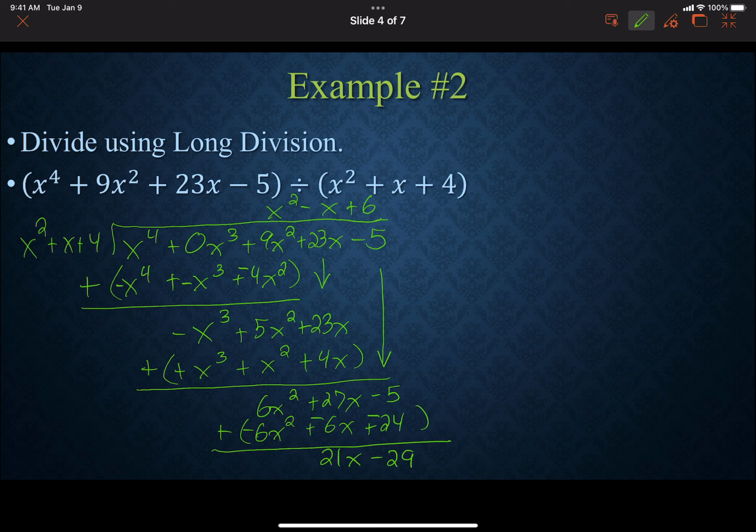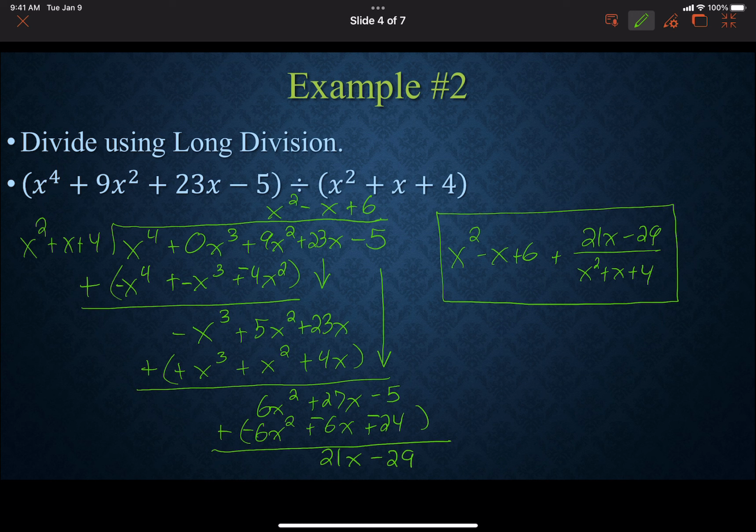Our exponent is now less than the exponent on the outside. We create a linear remainder. There's also nothing more to carry down, so we know we're done. And our final answer is x squared minus x plus 6 plus 21x minus 29 over x squared plus x plus 4. And that's our polynomial long division.